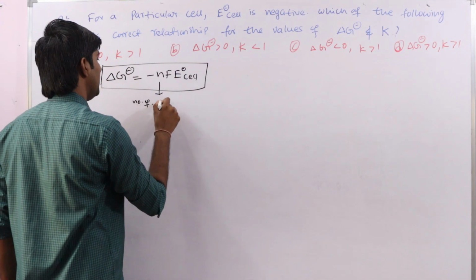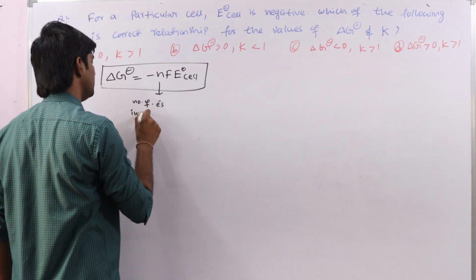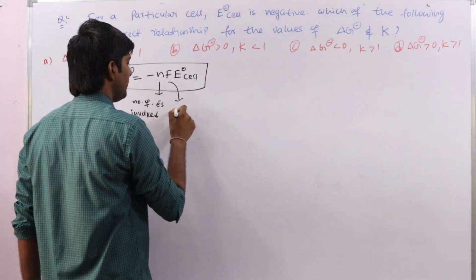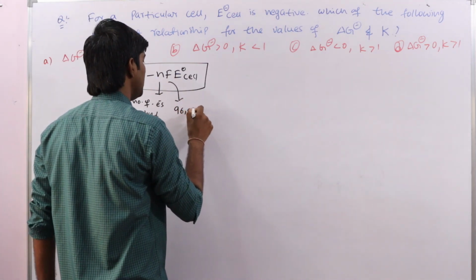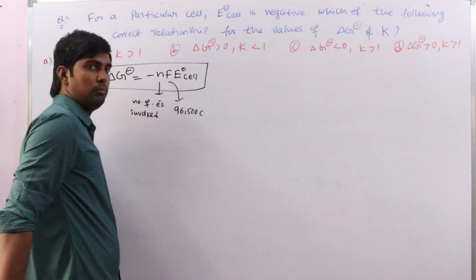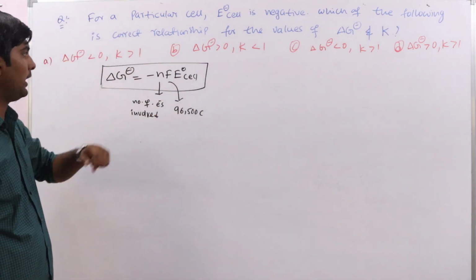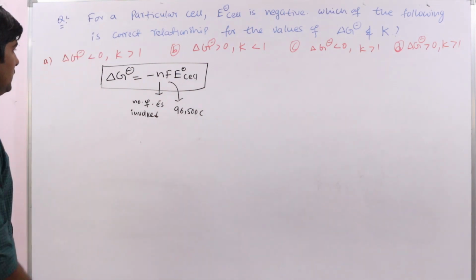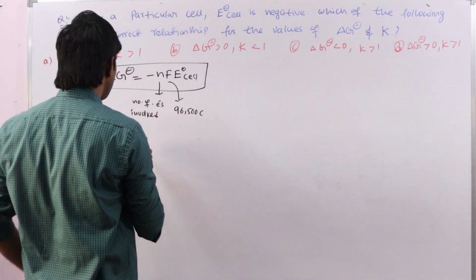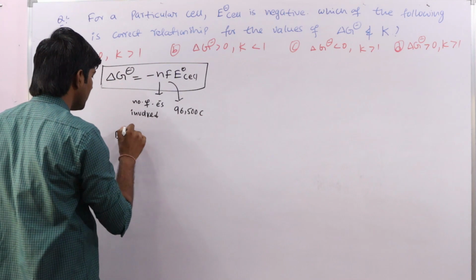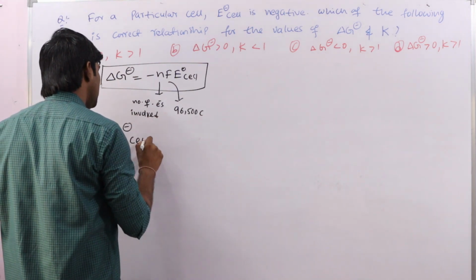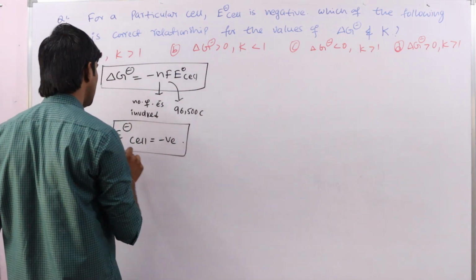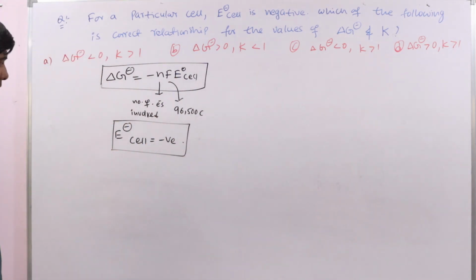Number of electrons involved in the reaction. And what is F? F is Faraday, that is equal to 96,500 coulomb. And this is the EMF of the cell. Now here it is already given that E naught cell is negative. In the problem it is given that E naught cell is negative.